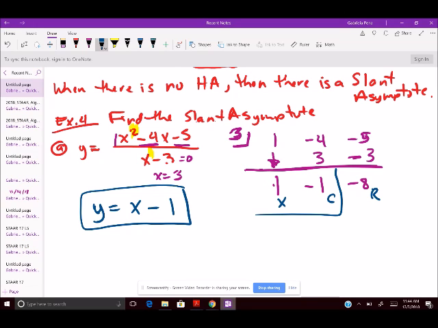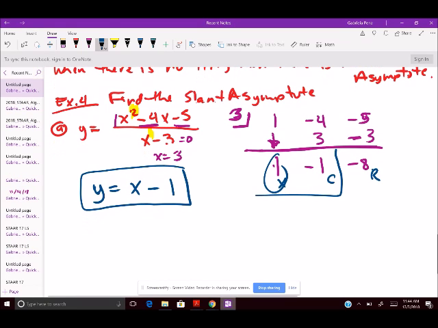You don't switch it, whatever your x is. Where did I switch it? This is a 1x minus 1. I didn't do any switching.